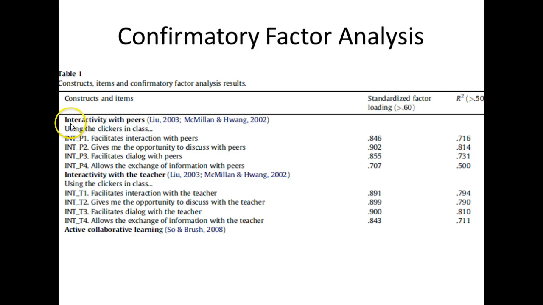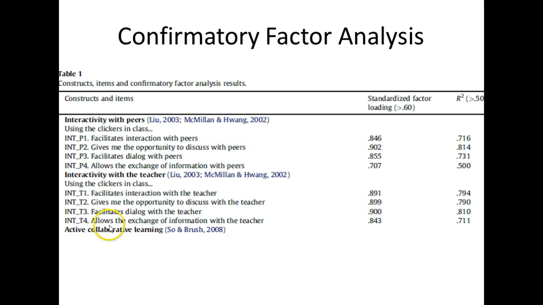So one construct that they found is interactivity with peers. Using the clickers in class is the root of the survey item, and then this is the end of the survey item. So: using clickers in class facilitates interaction with peers, gives me the opportunity to discuss with peers, and so on. Each of these is an item in the survey that is grouped with the construct interactivity with peers.